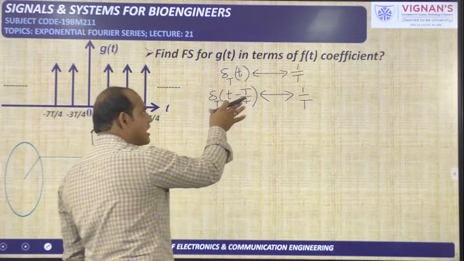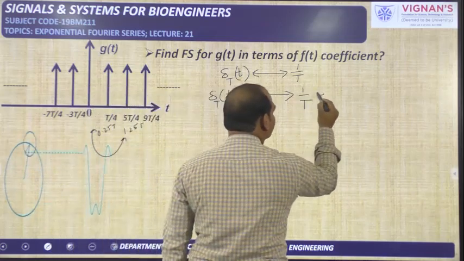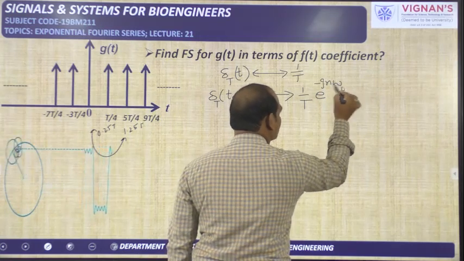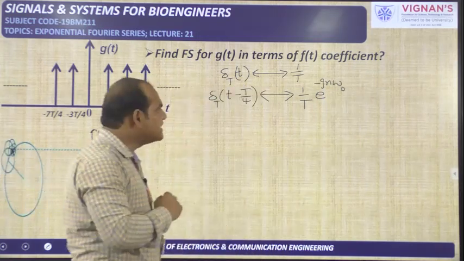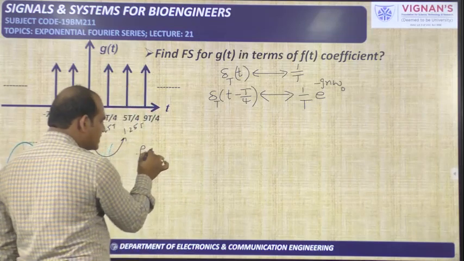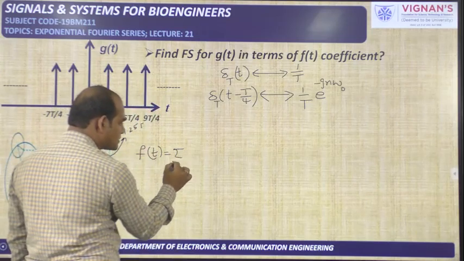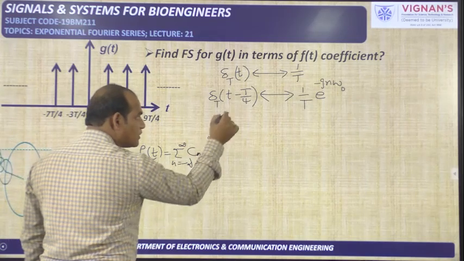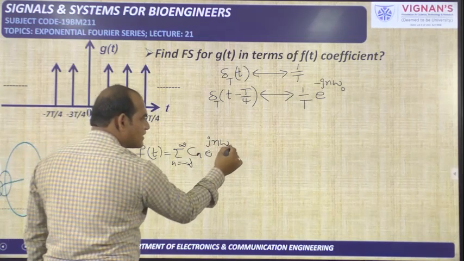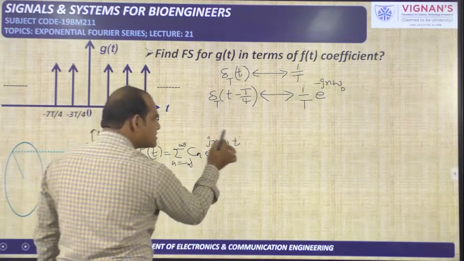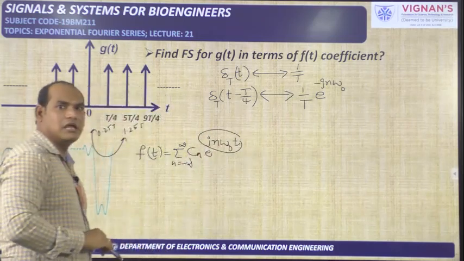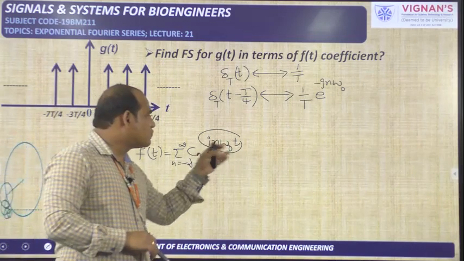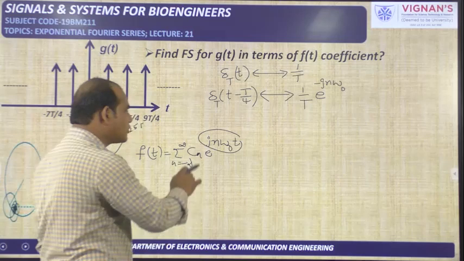Because of the shifting in the time domain, I should get an exponential here, e power minus j n omega naught into, okay. You see that in the Fourier series we get sigma n from minus infinity to plus infinity, c n e power j, n is available, omega naught is available, t is available. So all these four letters should be available. Whether it is capital T or whatever it may be, whether it is omega naught or not, these four letters you have to remember: e power j n omega naught into t.